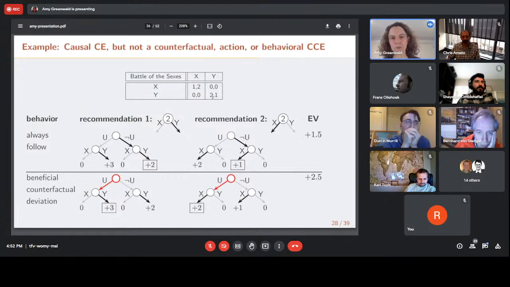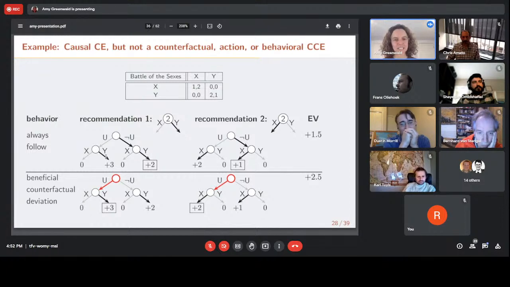Hopefully many of us are familiar with this game. We have these two people who like to coordinate, but one likes X better and one likes Y better. The game here is that there's a free upgrade available. One of the players can, if they want to, go ahead and get an upgrade. If they get the upgrade, then the payoffs become 3 and 2 instead of 2 and 1. The upgrade just allows you for free to get higher payoffs.